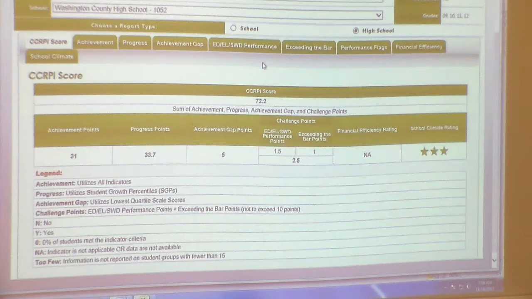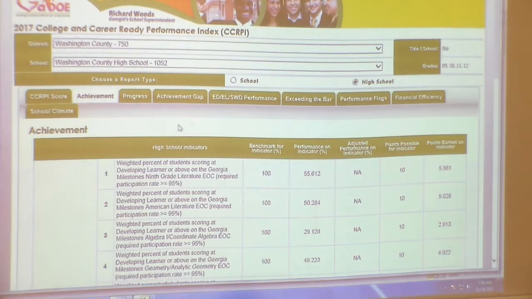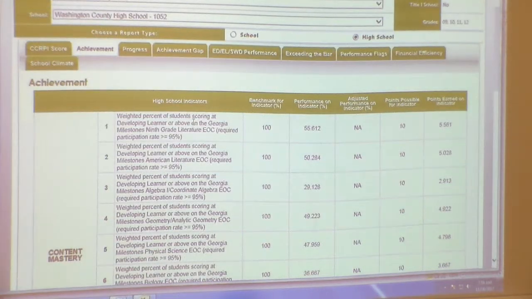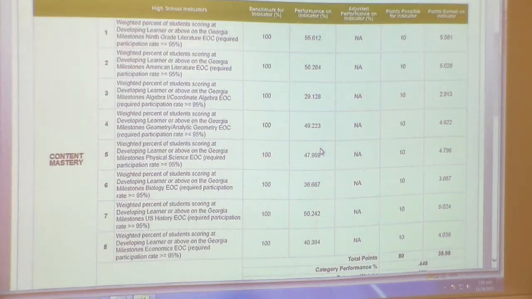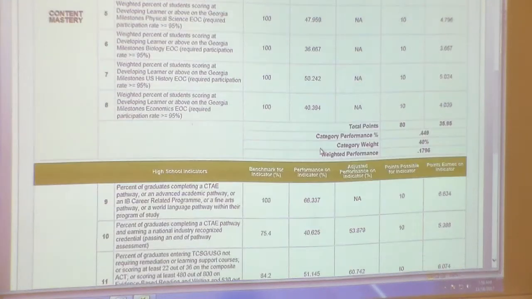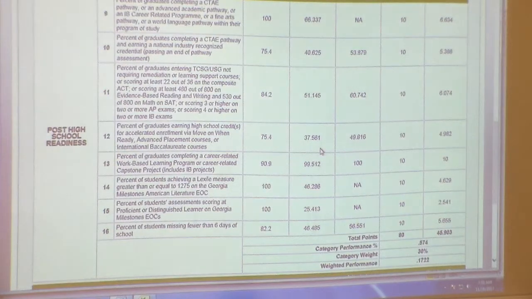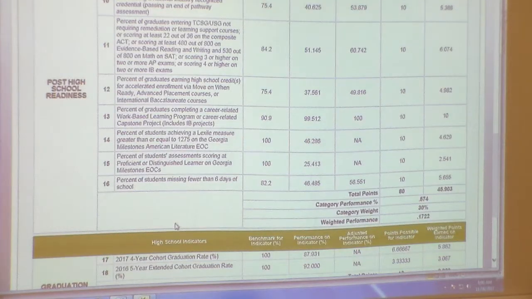Hit the achievement tab. Achievement is basically your milestone stuff, and also the graduation rate. And these different indicators, like percentage of graduates, CTAE pathway, and all that kind of stuff, are where your achievement score comes from. Now, this will change a little bit. Some of this stuff is going away, but that's where your achievement scores come from.